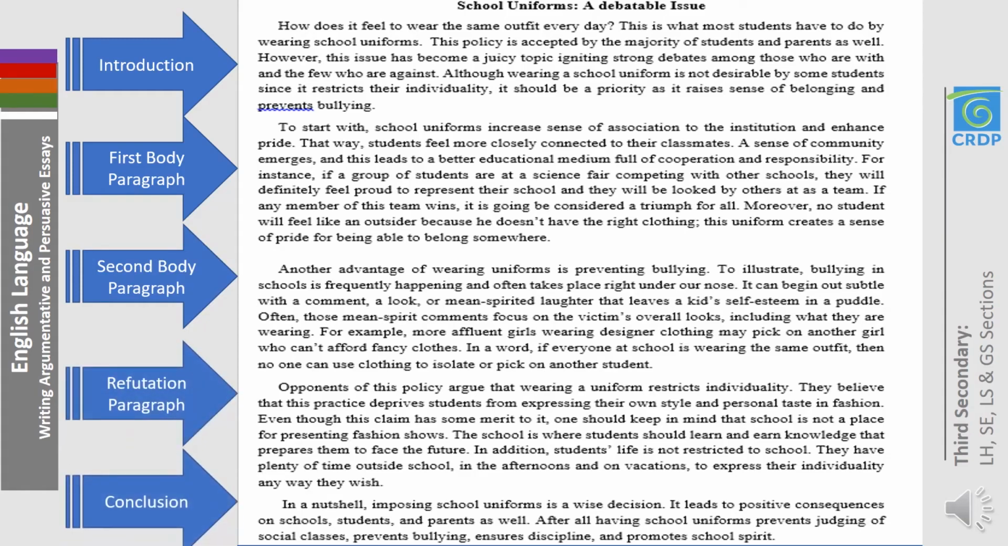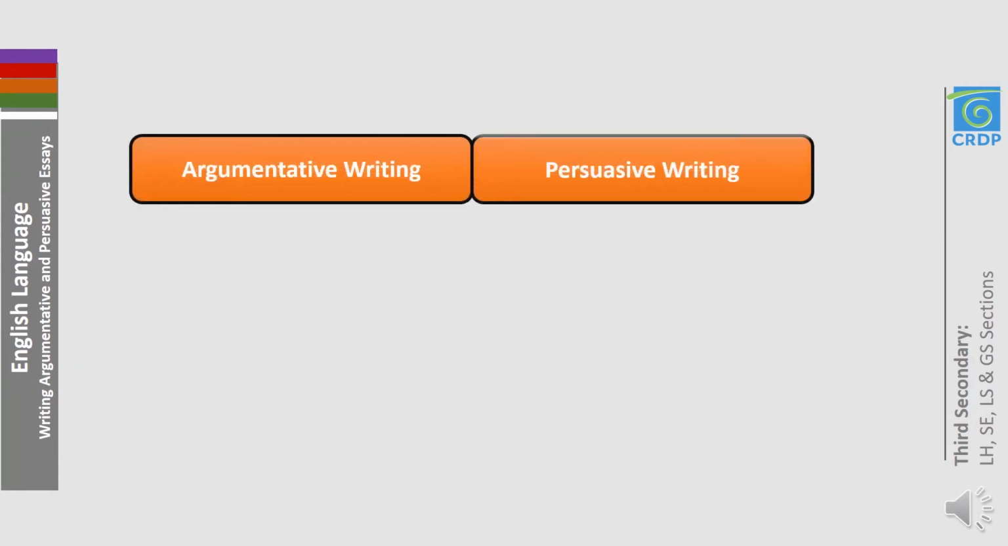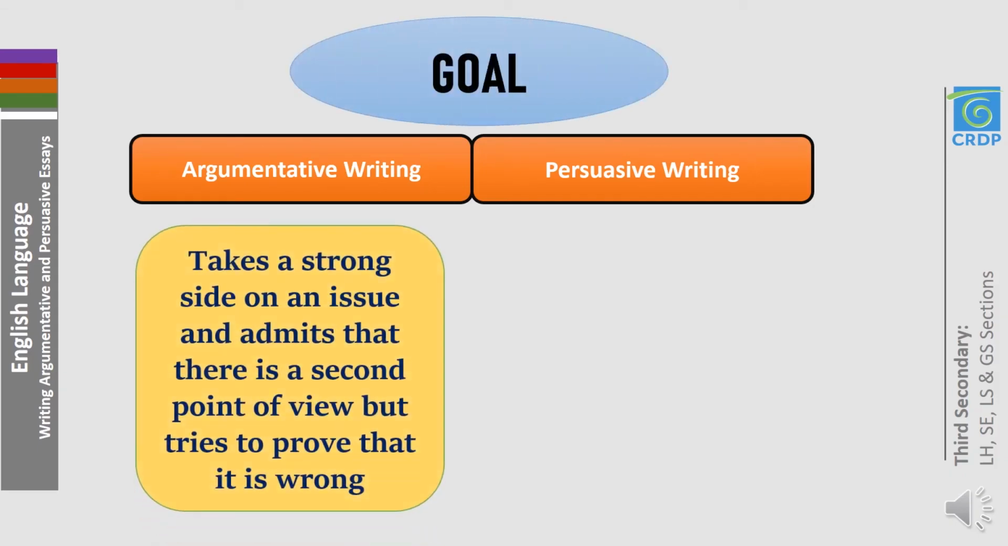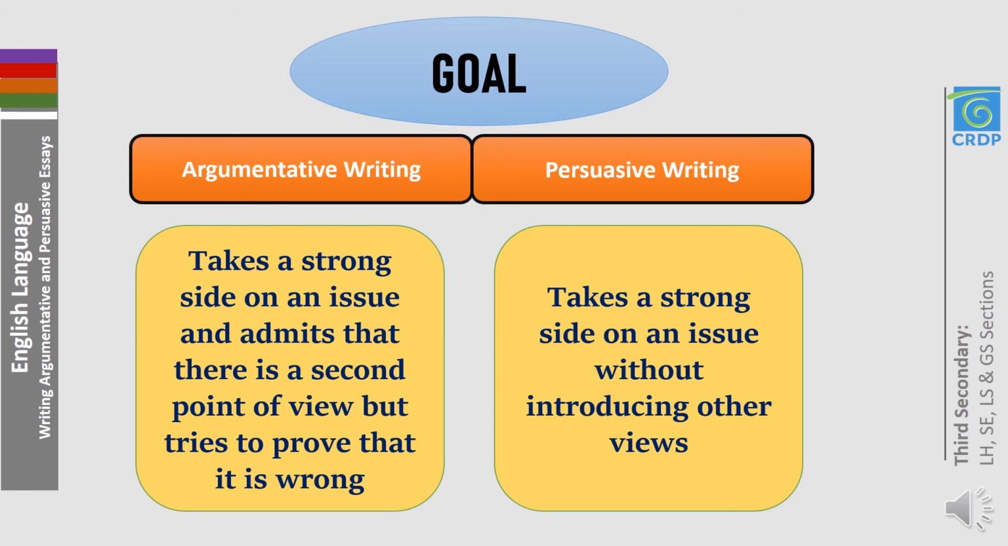Now it's time to compare argumentative writing and persuasive writing. Let's start with the goal. In argumentative writing, the writer takes a strong side on an issue and admits that there is a second point of view, but tries to prove that it is wrong. While in persuasive writing, the writer takes a strong side on an issue without introducing other views.